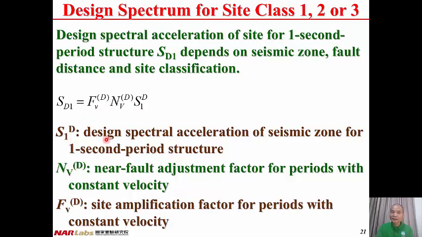And S1D is the design spectral acceleration of the seismic zone for 1 second period structure. Therefore, it depends on the location of the site. And NVD is the near fault adjustment factor for periods with constant velocity, and it depends on how far the site is away from the active fault. And FVD is the site amplification factor for periods with constant velocity. It depends on whether the site is soft or hard.